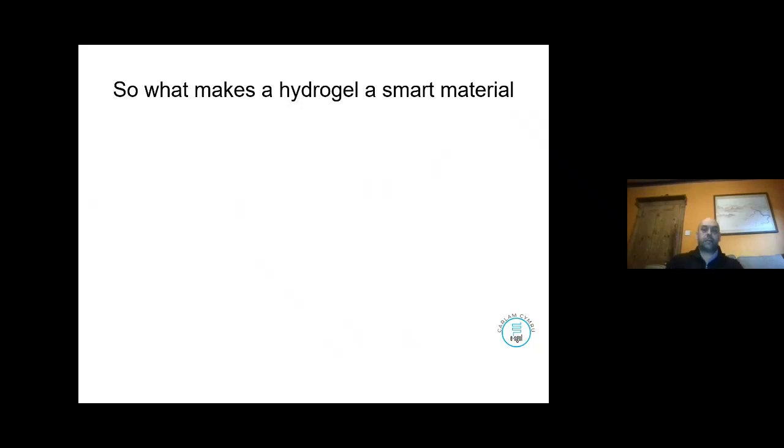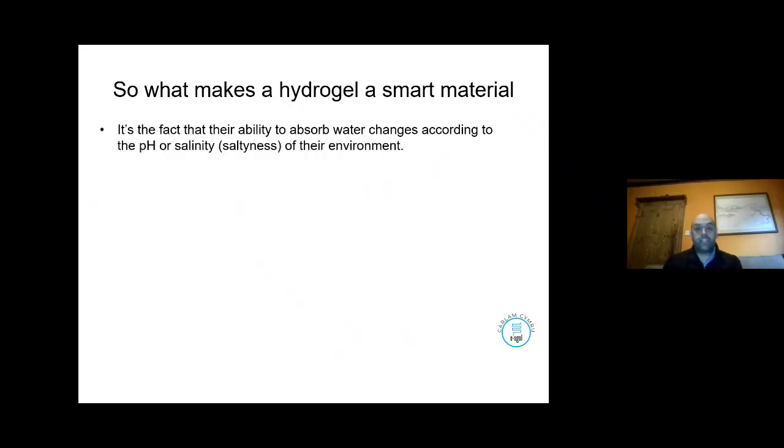Not really a smart material then, because remember, smart materials respond to changes in their environment, but they are, because they change how much water they can absorb depending on the pH or salinity. So for example, if you make the water more salty, they're not so good at absorbing water, so they'll expel that water. And then if you reduce the salinity, they'll reabsorb the water. So that's why they're classed as a smart material.